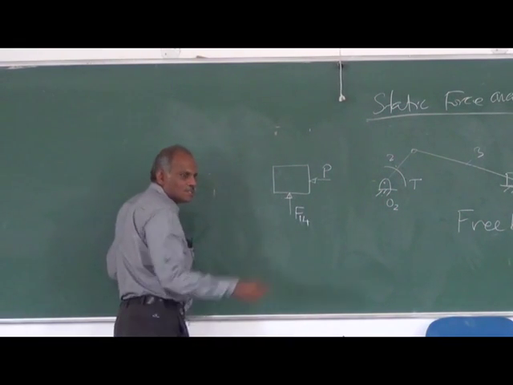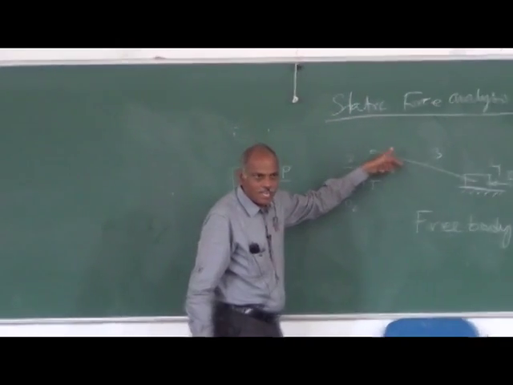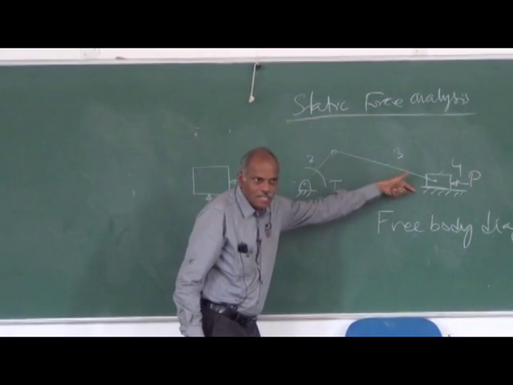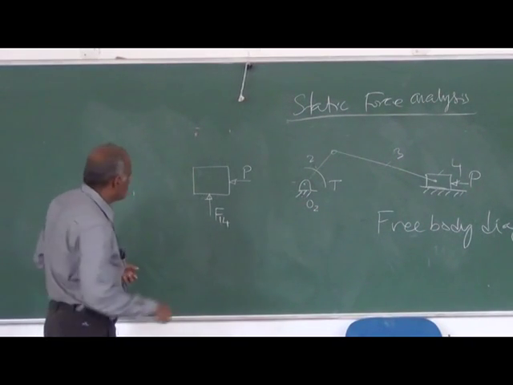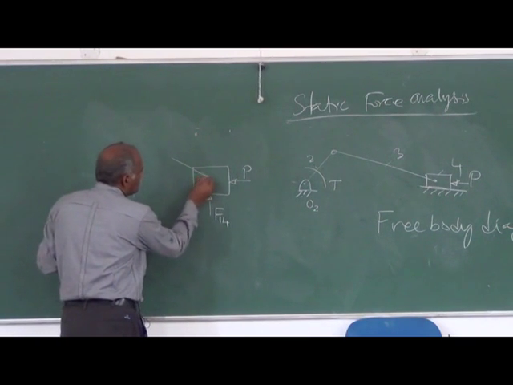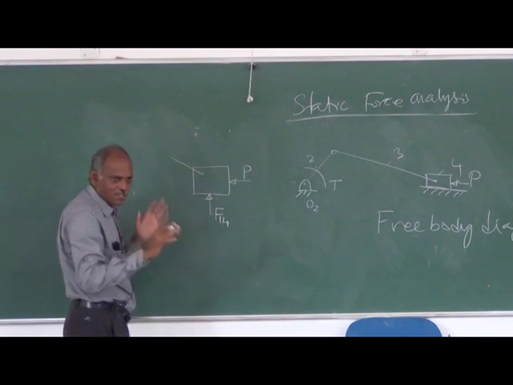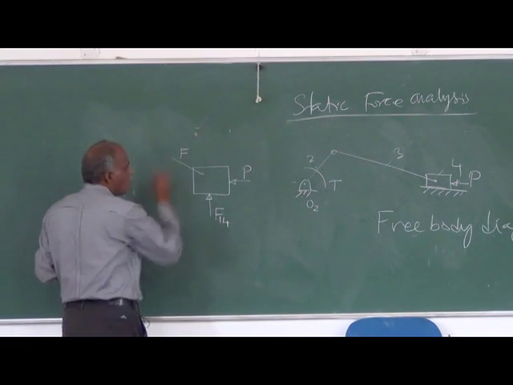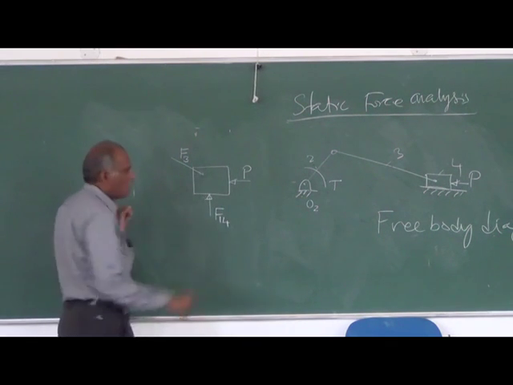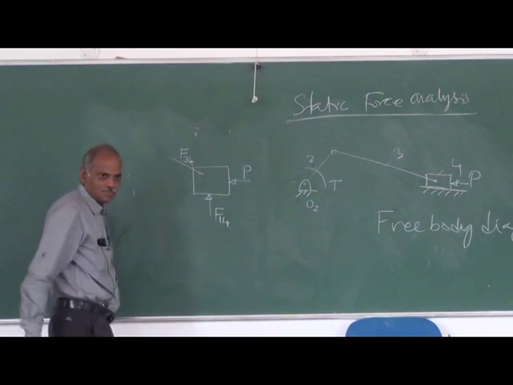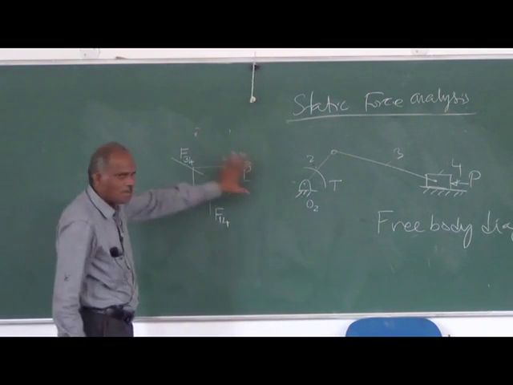Now, you have a reaction coming from linkage 3 because that is also connected to it. That is also constraining it. So the constraint is there. What the direction is and all, we do not know. Let us draw this. This will be the force applied by body 3 on body 4. So that is the free body diagram of this.